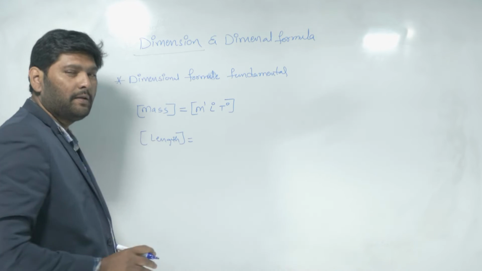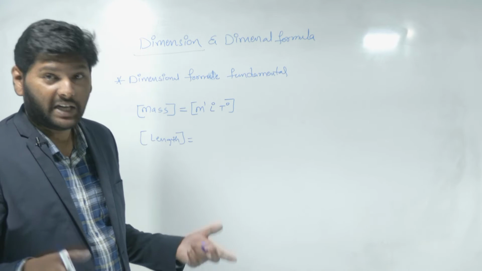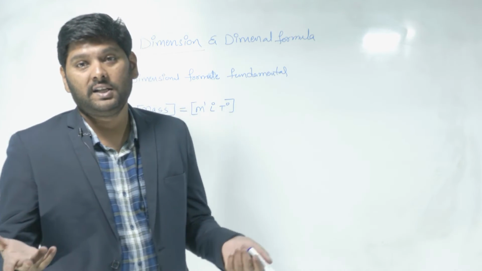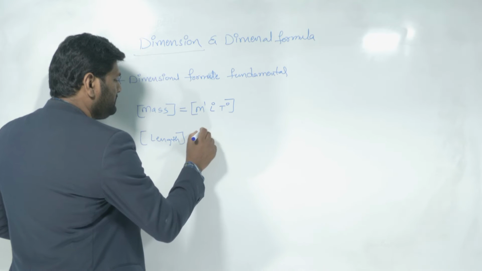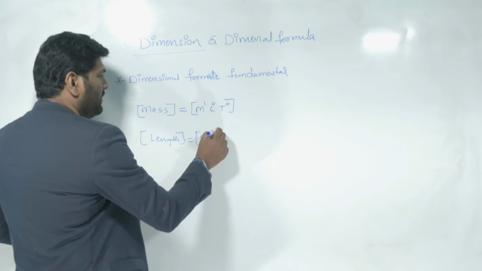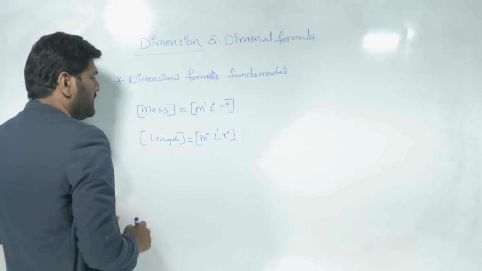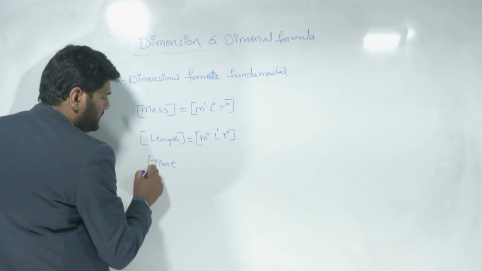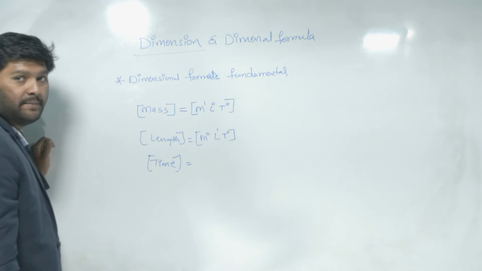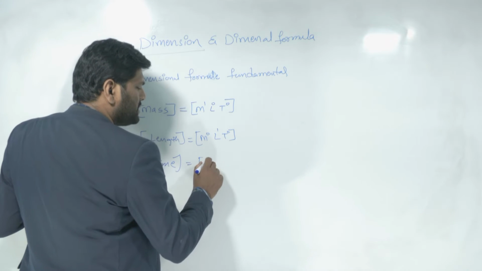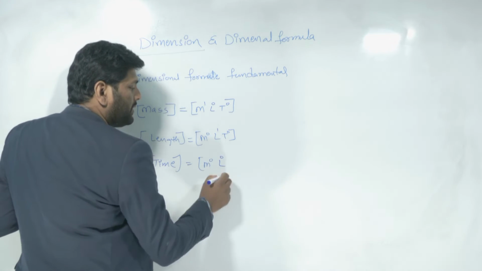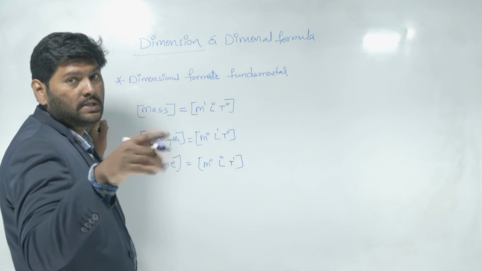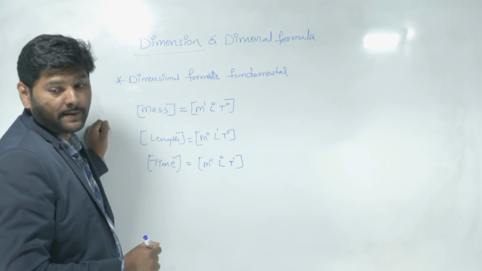In length, there is no mass contribution, no time contribution, and no contribution from the remaining fundamental quantities. So this becomes M power 0, L power 1, T power 0. Similarly, after length, time. When you are talking about time, no mass contribution, so M power 0, no length contribution, and time power 1. So T, time power 1, both represent the same.